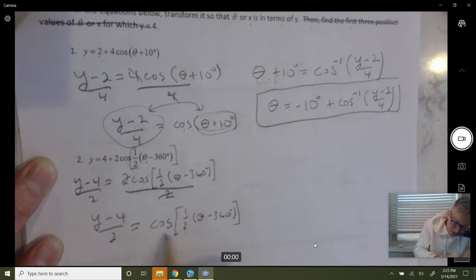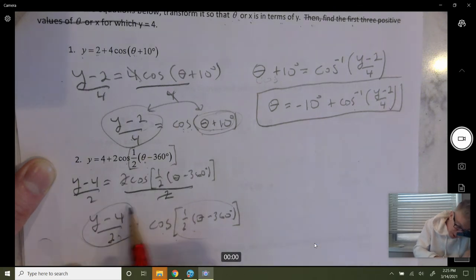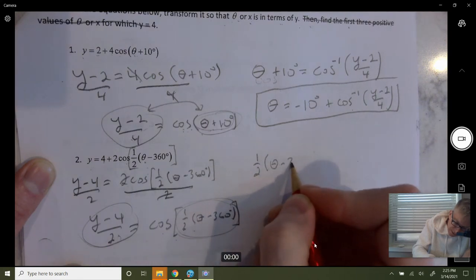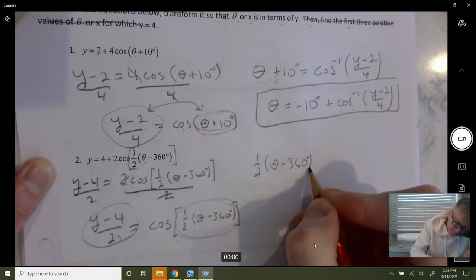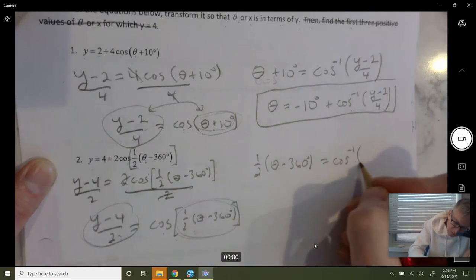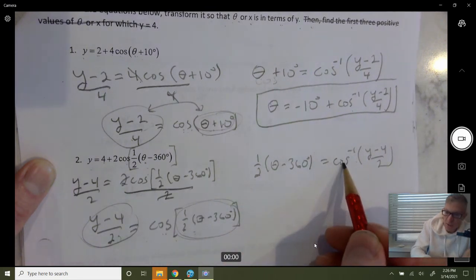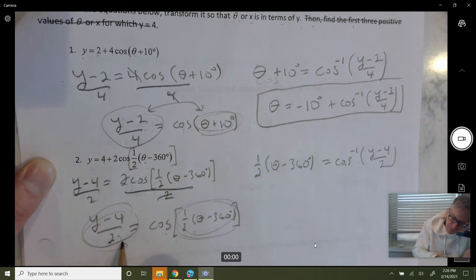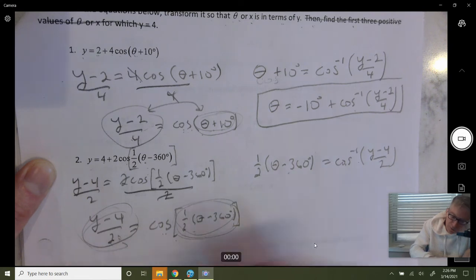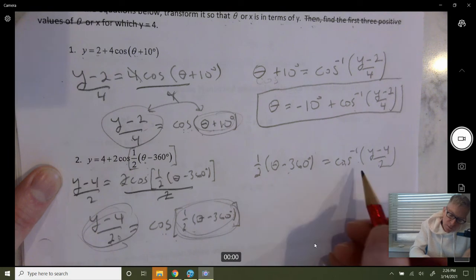Okay, now we've got cosine of our angle equals the ratio. So now we're going to swap places with these two things. So we've got 1/2 theta minus 360 degrees is now equal to cosine inverse of y minus 4 over 2. We turn cosine into cosine inverse, and when we do that, the input and the output have to swap places. The entire input has to go over here, and this entire output is now the argument in your cosine inverse function. Okay? So now we're almost there.